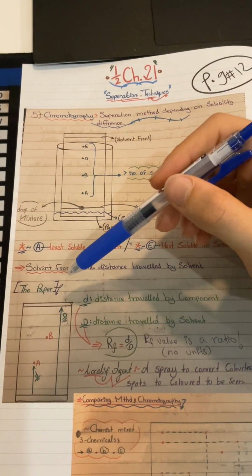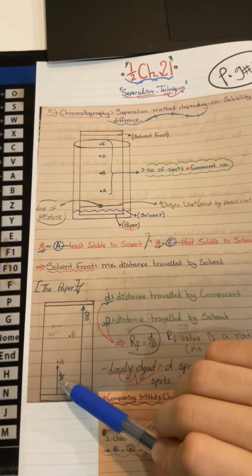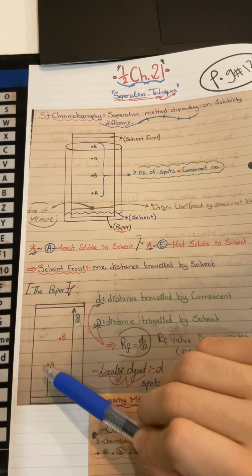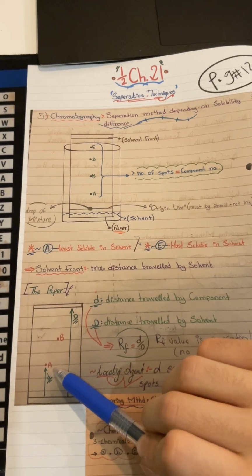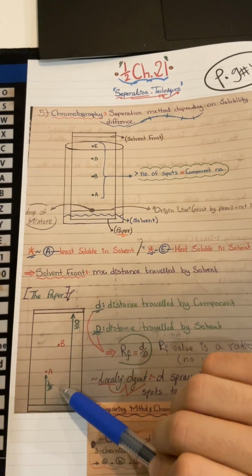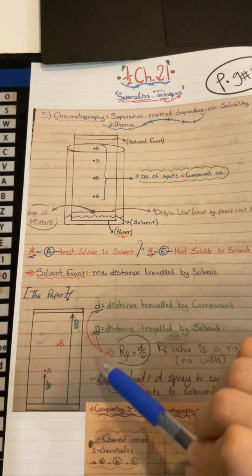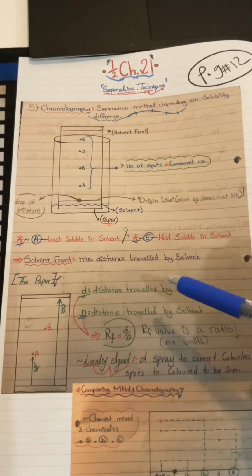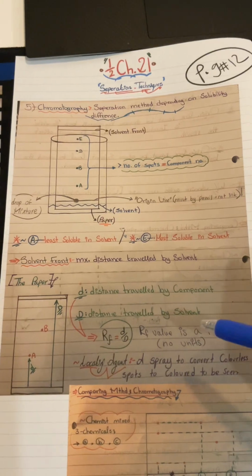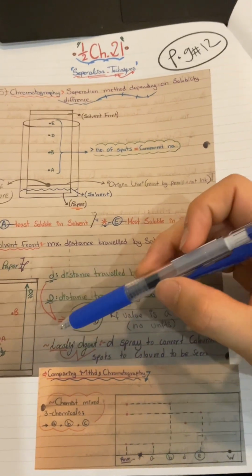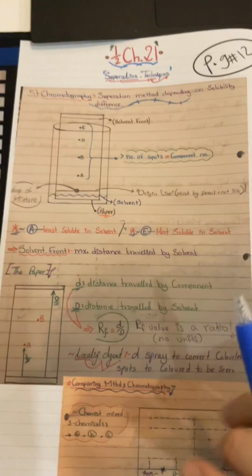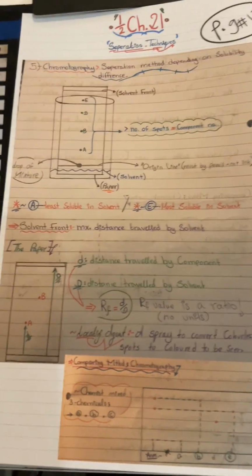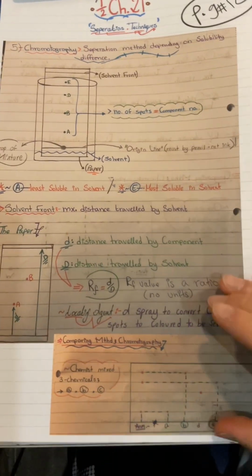You can use the Rf value. So basically, this is the solvent front. Up till this point is the distance traveled by the component. This is the distance traveled by the solvent. The Rf value is the distance traveled by the component divided by the distance traveled by the solvent. Again, it is a ratio, so it has no units. Alright, last part, a locating agent is a spray we use to convert colorless spots to colored ones so we are able to see them.